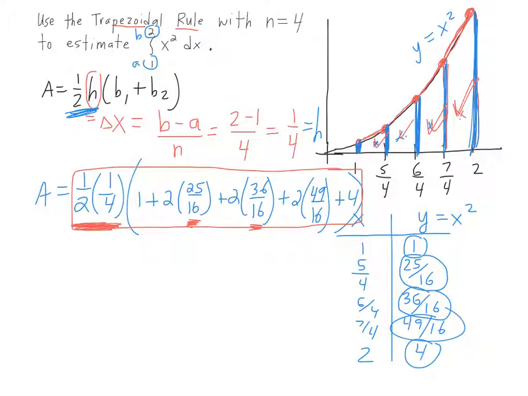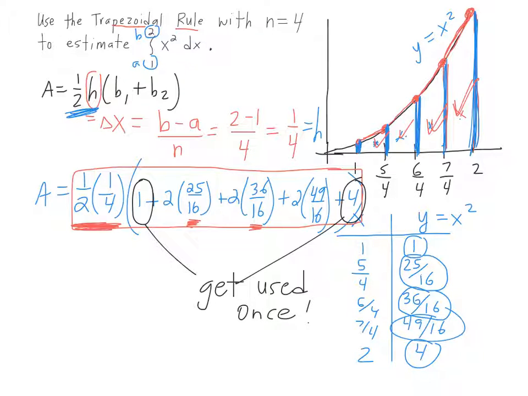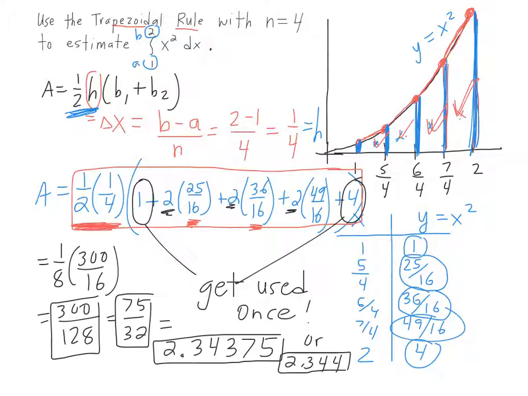But I'm pretty sure you would agree with me that it's going to be a lot more efficient to just remember that the first height and the last height get used once. The ones in the middle are going to get used 2 times because of that idea of a shared side. Okay, so let's clean this all up.